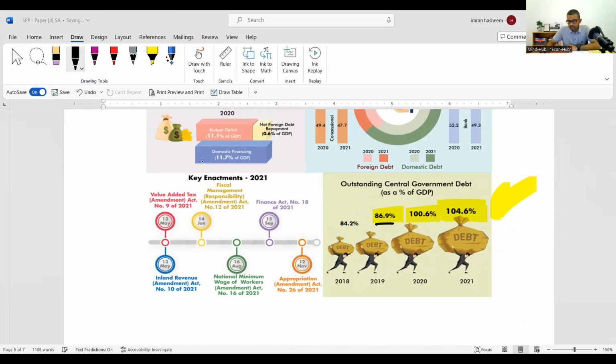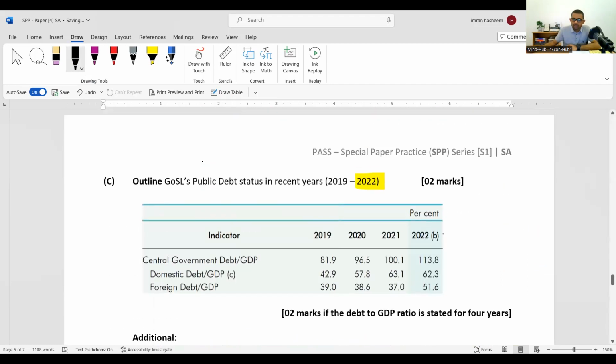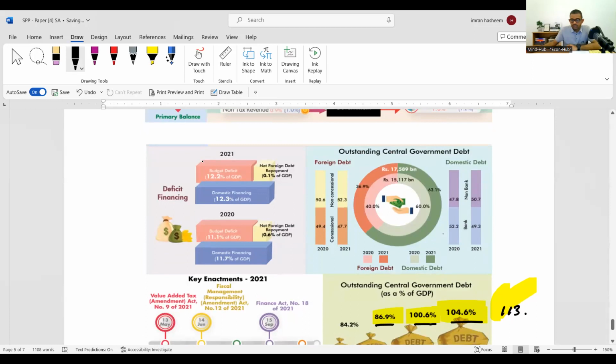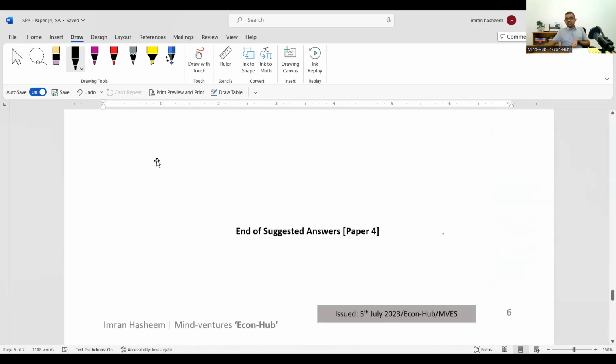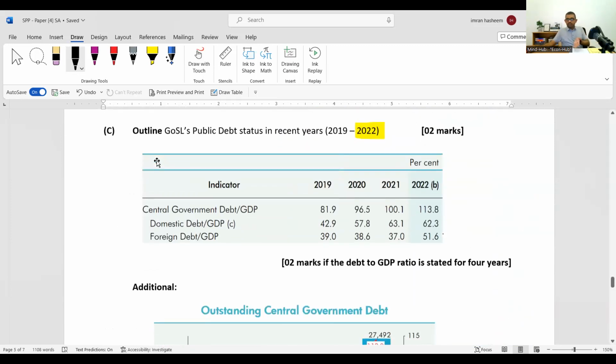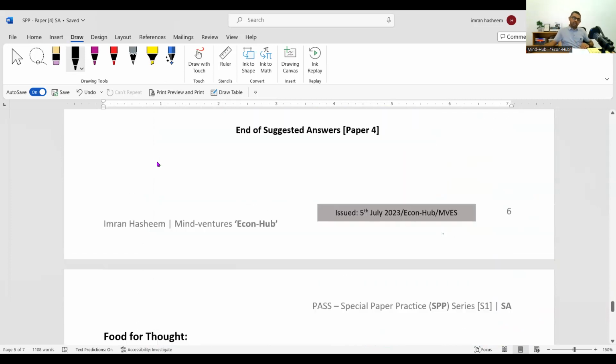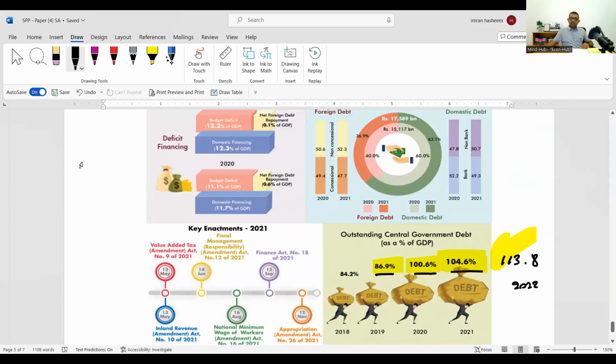86.9, 106, 100.6, 104.6, and 113, how much was it? 113.8. That is for 2022. Yes, you can depend on them. I can't change these because these are also from a bank report, so I'm leaving them, but asking you to try and stick to these.